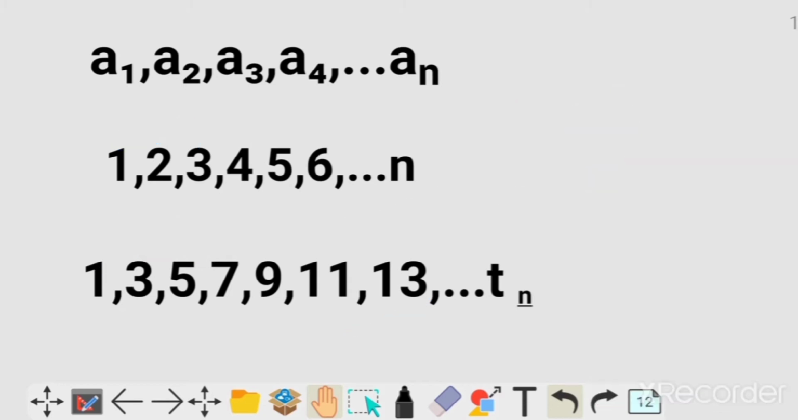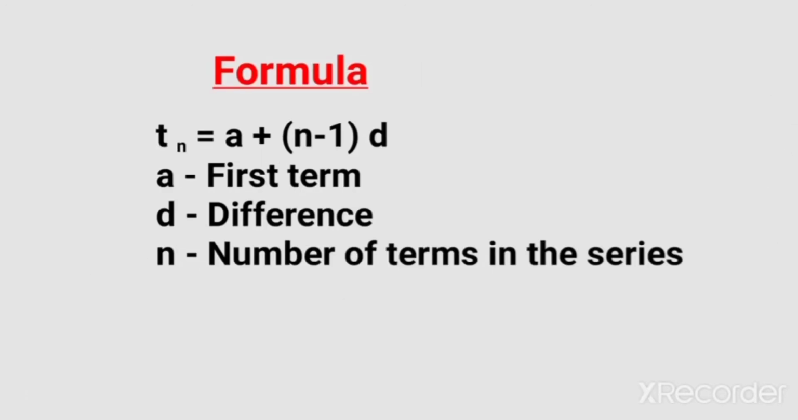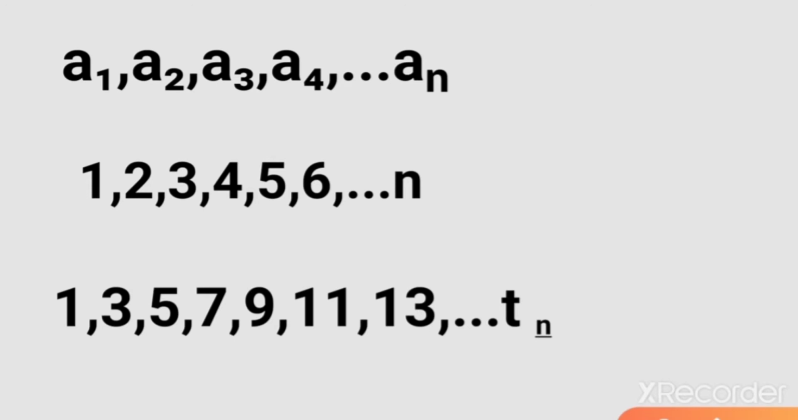Now we'll talk about the formulas. So the first formula is how to find out the nth term of an AP series. The formula is Tn, which denotes the nth term of the series, equals a plus (n minus 1) into d. That means a is equal to the first term, n means the nth term, and d is the common difference.